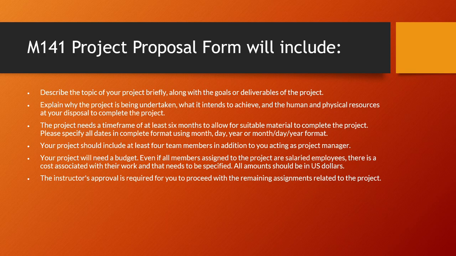So in the proposal form, of course, we need to describe the topic. I'm not going to go through all of these, explain why the project is being undertaken. You need a project that has at least 6 months. Okay, we don't want to do a 5-year project either, but you want to do at least a minimum of 6 months. You need to include 4 team members that are going to be helping you on your project. You will be the project manager, and these 4 team members will be assisting you with the project.